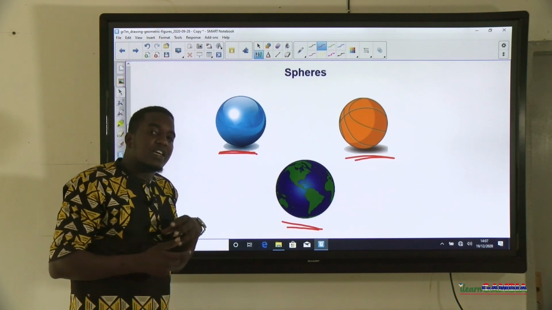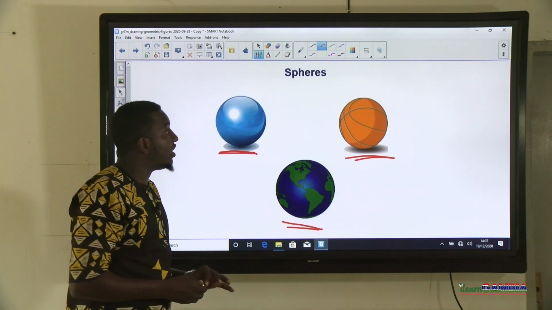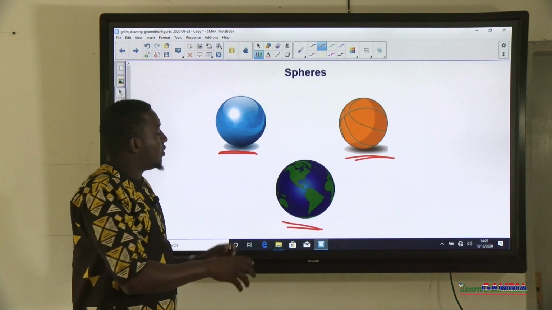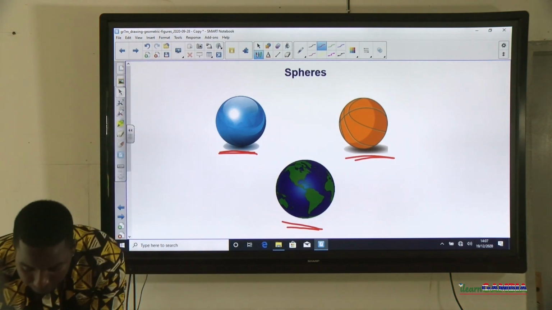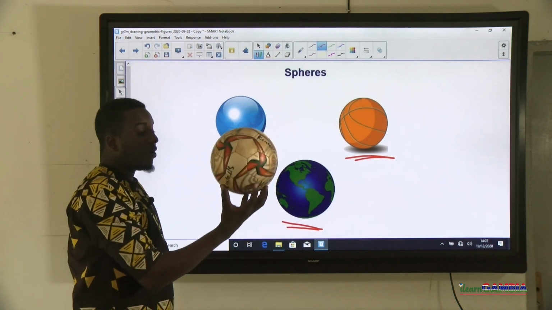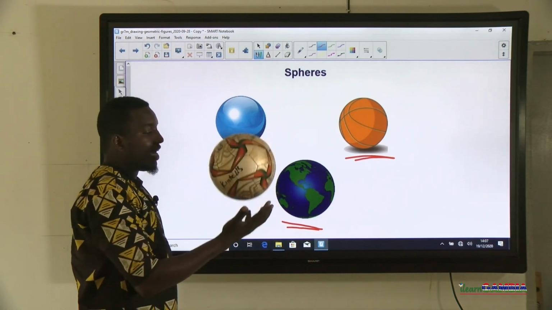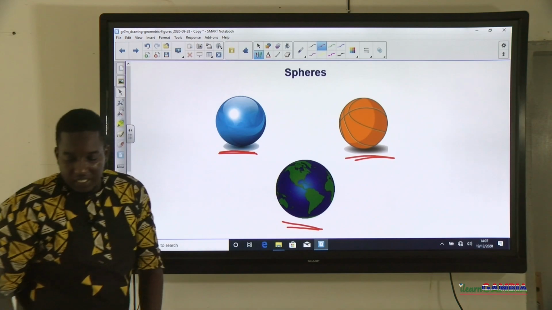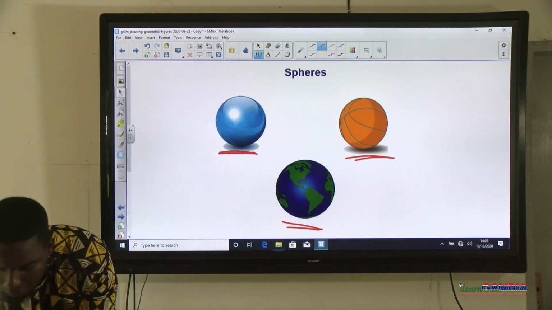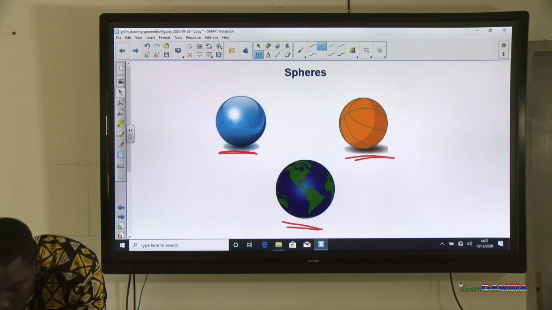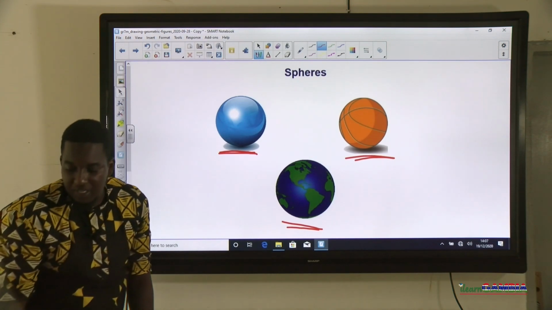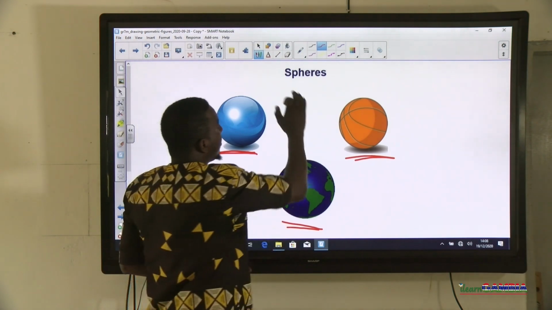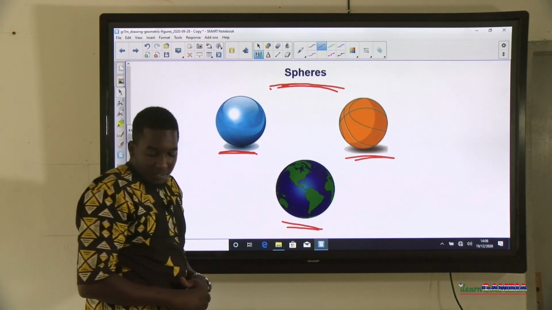So it is called a sphere. The shape is called a sphere. Now, just like the marble and the ball, if you look at it, they are all perfectly round, and those are the objects that we call spheres. So in our society, in your homes, in schools, you can always look for objects that are perfectly round, and whenever you find them, they are all referred to as spheres.